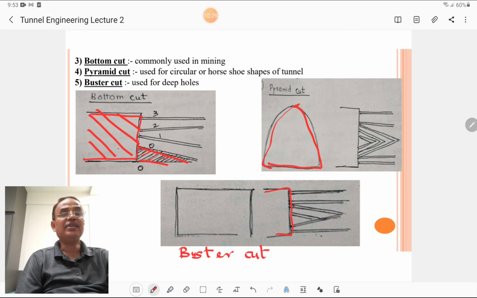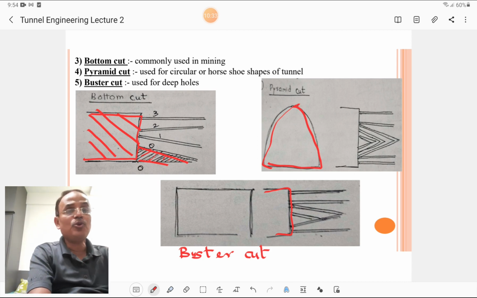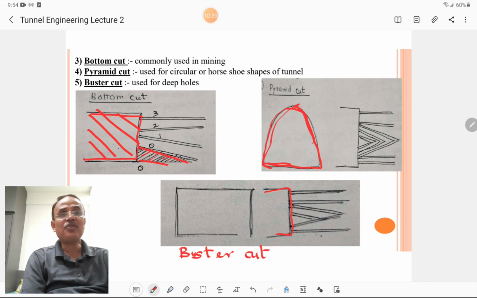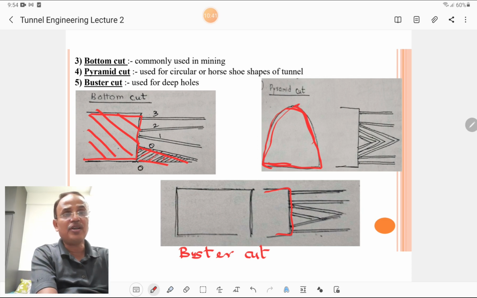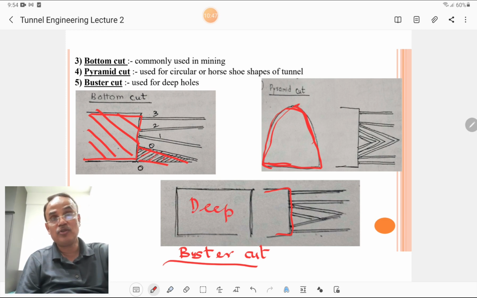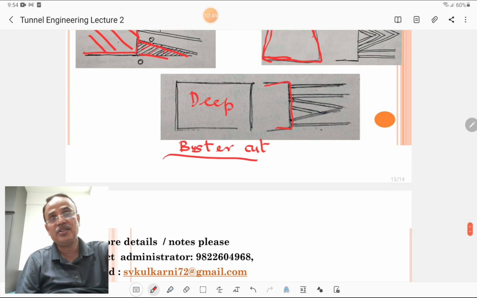Then pyramid cut. The shape itself indicates it is used for circular or horseshoe shaped tunnels. In such a situation, we go for pyramid cut. And buster cut is used. This buster cut pattern is used for deep holes. It is important. Buster cut is used for deep holes. Sometimes in competitive examinations it is asked.